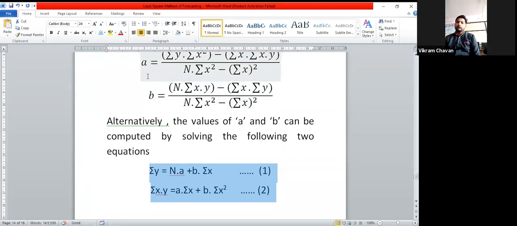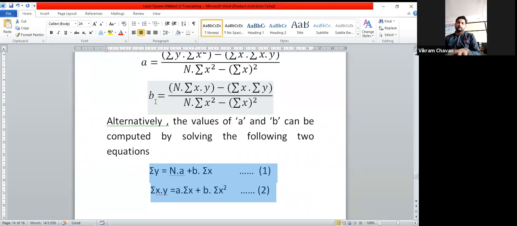Why are we going for this a and b formula? Because we are unable to make the deviation equal to zero. If it is possible to make the deviation equal to zero, that is, summation of x is equal to zero, then a and b values can be easily determined by the previous method. That is, a is equal to summation of y divided by n, and b is equal to summation of x multiplied by y divided by summation of x square.